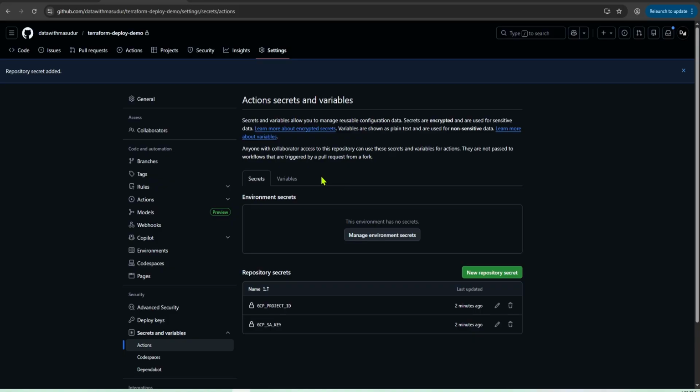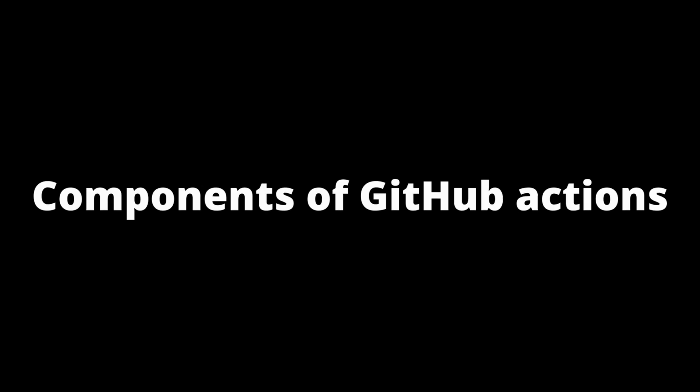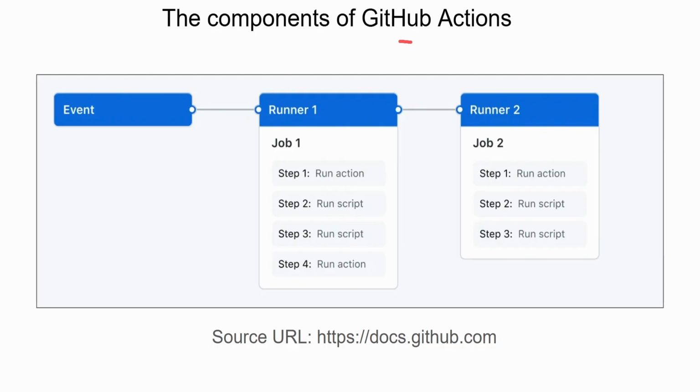Now we need to create a GitHub Actions pipeline. That can be done on your local computer or using the GitHub Actions tab. GitHub Actions is made up of a few simple components that work together to automate your workflow. First, we have workflows. A workflow is just an automated process written in a YML file. It defines what should happen in your pipeline.